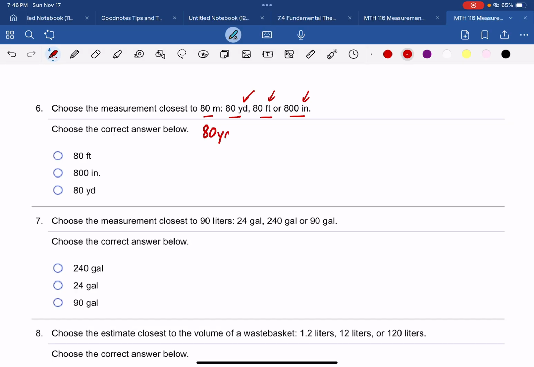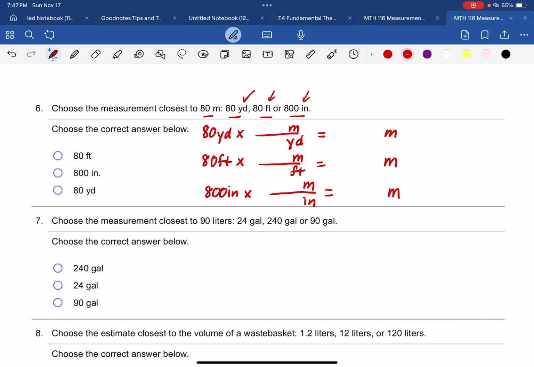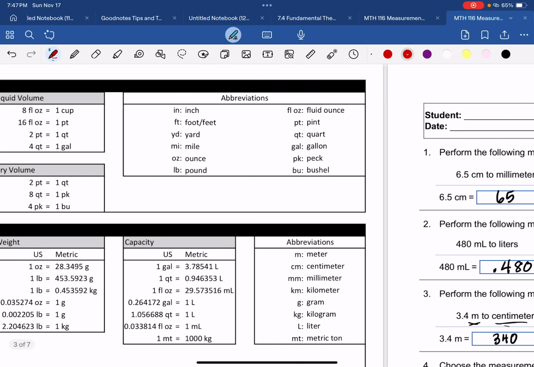80 yards over to meters. I'm going to need a conversion factor for that, and that's going to give me meters. And then I can do 80 feet, and I'm going to need to relate meters to feet, and that's going to give me meters. And then I need to do 800 inches, and if they give me that conversion factor, and sometimes we have to multiply more than one time. So I want yards to meters first.